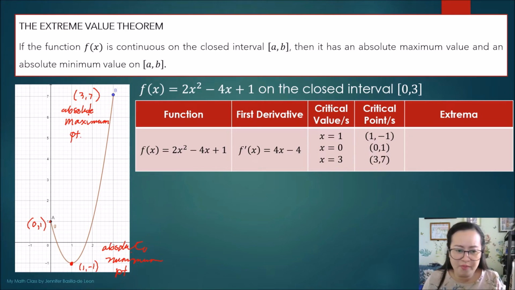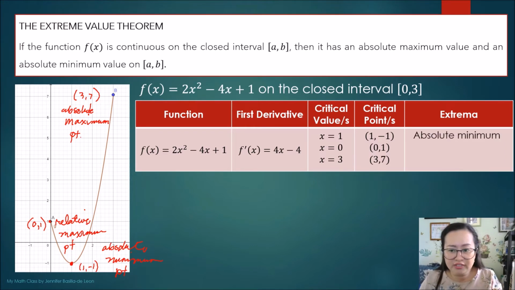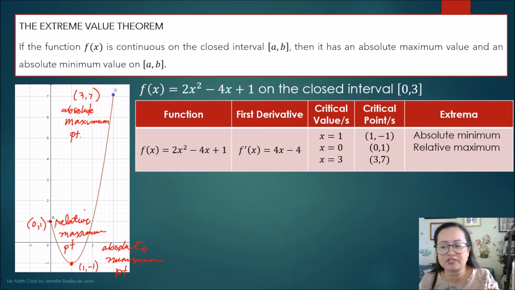Okay, and then what about (0, 1)? Now, since it's not the lowest nor the highest, but this is higher than the points which are adjacent to it, then we can say that this point is a relative maximum point. At x equals 0, we find a relative maximum value of the given function. Now, completing the table, (1, -1) is the absolute minimum, whereas (0, 1) is the relative maximum, and then (3, 7) is the absolute maximum.